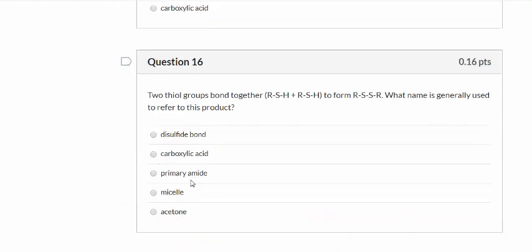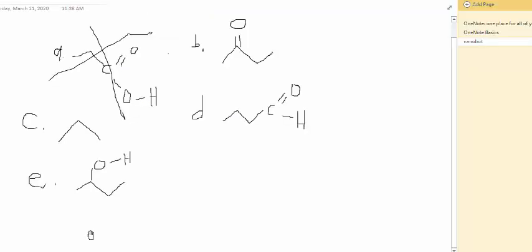Let's see what we can eliminate here. Amide, that is a functional group with nitrogen, not sulfur. Do you guys remember what a micelle is? This is a big group of soap molecules when they surround oil or dirt. And acetone has a ketone functional group, and a ketone is another one of the functional groups that has an oxygen in it. Can we see that? Yeah, it's an oxygen double bonded to a carbon in the middle of a chain.